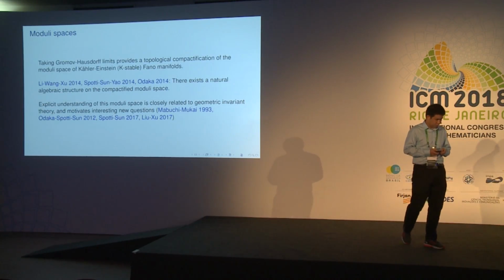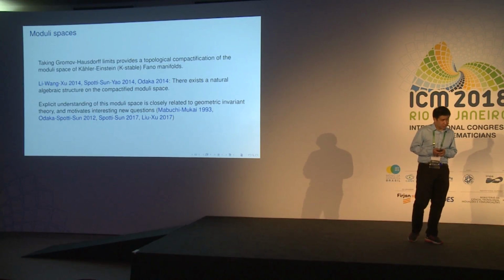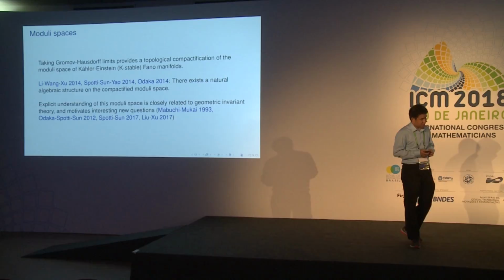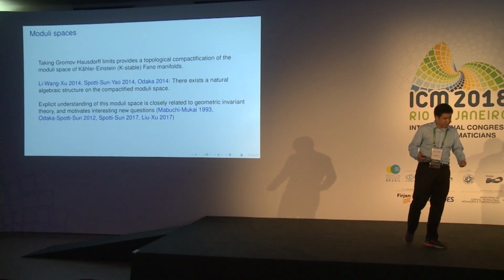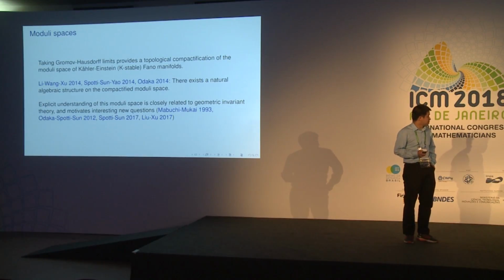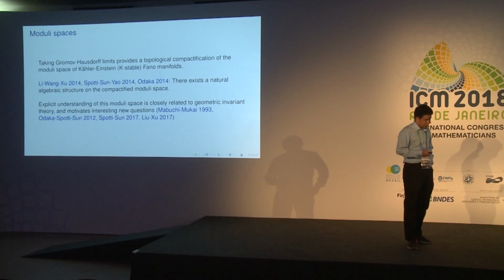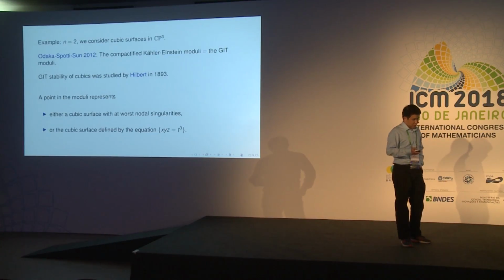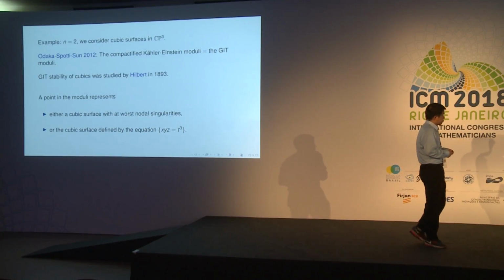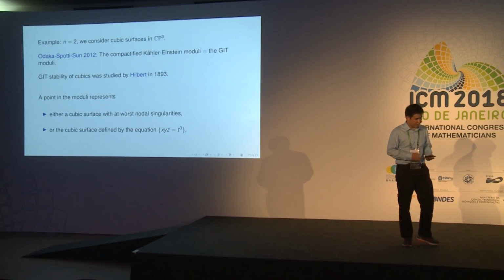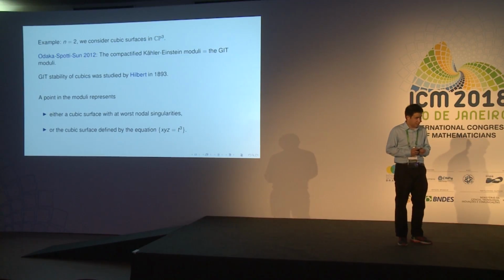Nevertheless, now, due to the work of Li, Wang-Xu, and Odaka, there actually exists a natural algebraic structure on the compactified moduli space. And both the proof of this and the explicit understanding of this moduli space is closely related to geometric invariant theory. And they also motivate interesting new questions. So in the last slide, I would like to give you just a very simple example to show that you can get some explicit results.